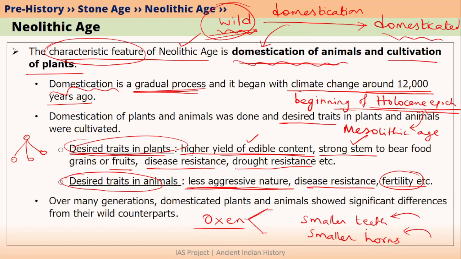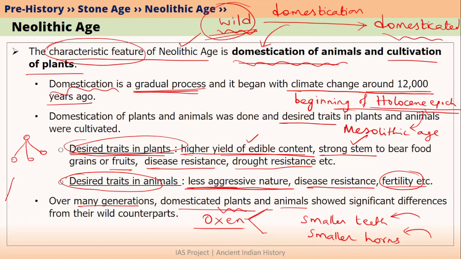that was being taken care of by the Neolithic Age people. So because of the domestication, over many generations, domesticated plants as well as animals started to show significant differences when compared to their wild ancestors. Plants also showed significant differences. I can give you one example.